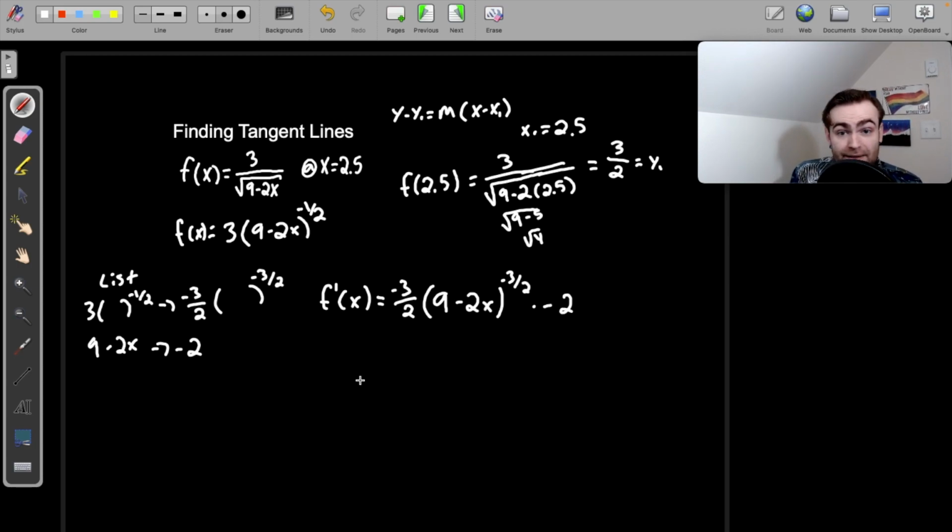Now, you can just plug in the value here. I'm going to clean it up a little bit, mainly because I see that this is a fraction that I can easily get rid of. So f prime of x is equal to negative 3 halves times negative 2, which is a positive 3. And that's all I'm going to do.